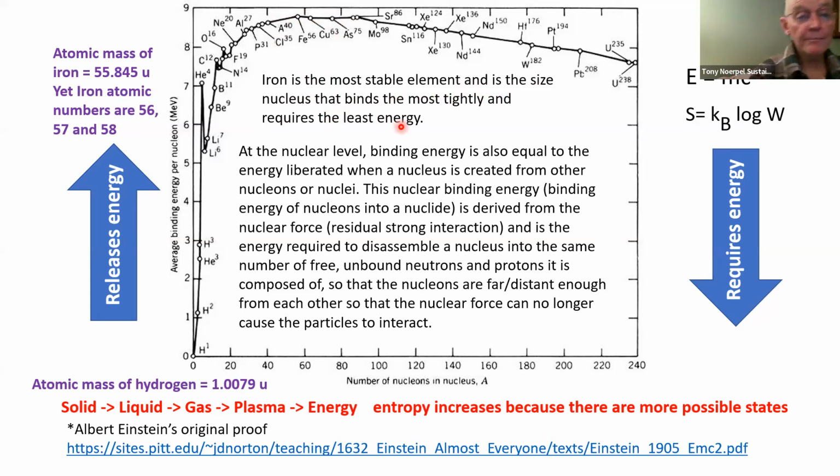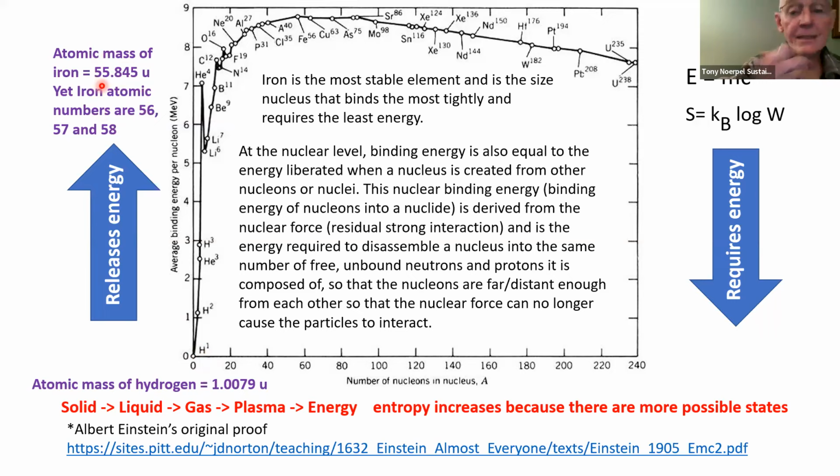As you go away from that, you need to apply energy to create, for example, uranium and so forth. When we start with hydrogen, a single atom has an atomic mass of 1.0079, so it's slightly greater than one of these units. As it forms helium and all the way up to iron, you see the atomic number is 56, 57, and 58, but the average mass of iron is 55.8. It's less than the mass of the protons that formed it in the first place. If you take 56 of these protons, you should have a number greater than 56, and instead you have 55.8.